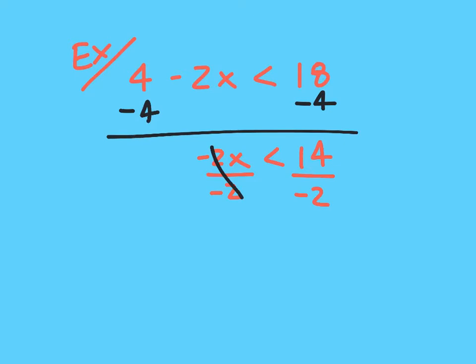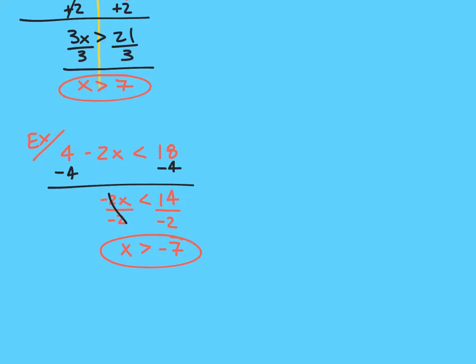So the negative 2's are going to divide out, and I'm left with x is greater than negative 7. So you're probably wondering, how come you have to do that? Let's think of an example of why we have to do that. What I want to do is think about what we already had, and that inequality was that negative 1 is less than 5.